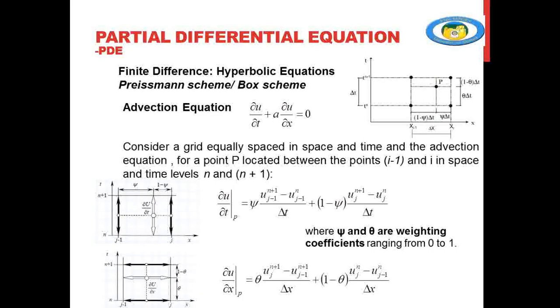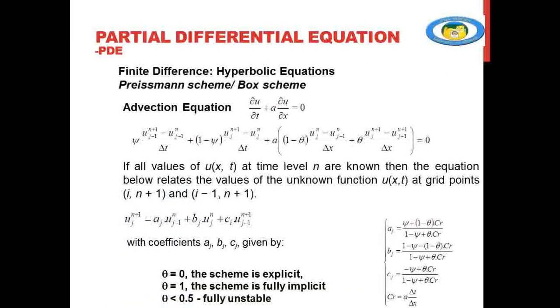So if you plug those two equations into the pure advection equation and rearrange terms, then you can find u_j at the n plus 1 time is going to be a_j times u_(j-1) at the nth time plus b_j times u_j at the nth time plus c_j times u_(j-1) at the n plus 1 time. The coefficients a_j, b_j, and c_j are expressed at the bottom of the slide here.